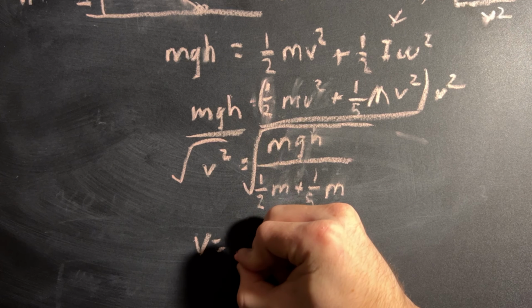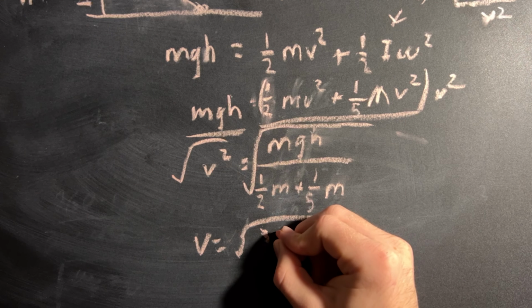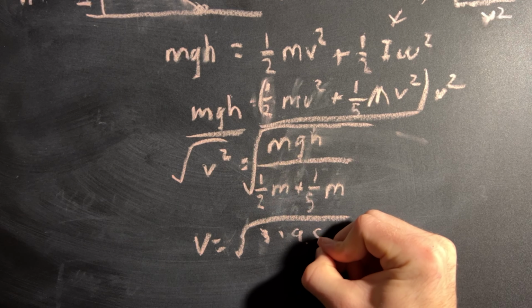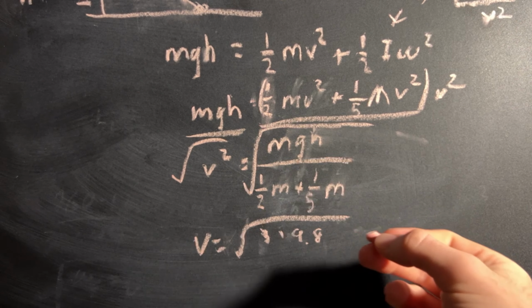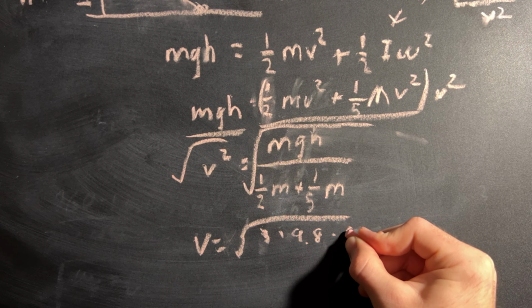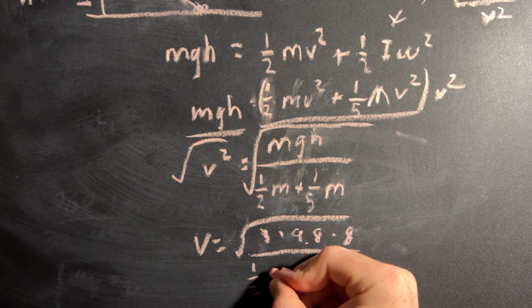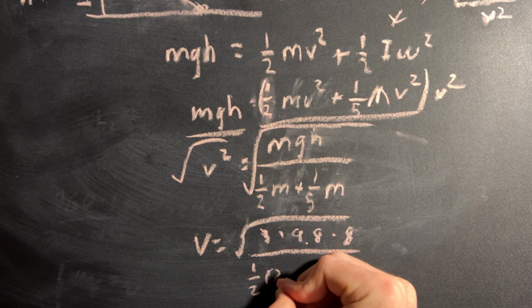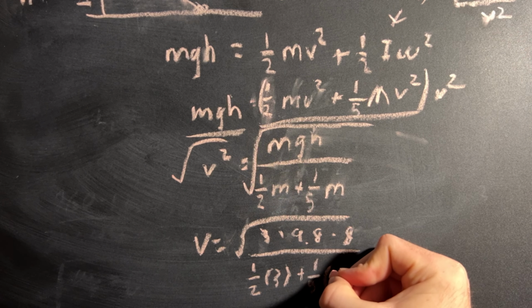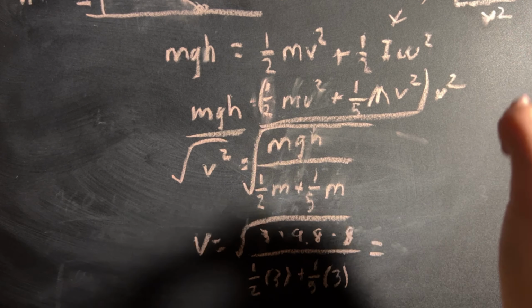V equals square root of 3 times g, which is 9.8, the acceleration of gravity, I apologize, multiplied by the height, which is 8, the height that it started at. And then we can do 1/2 times its mass, which is 3, plus 1/5 times its mass, which is also 3. And this whole thing will give us our final answer.